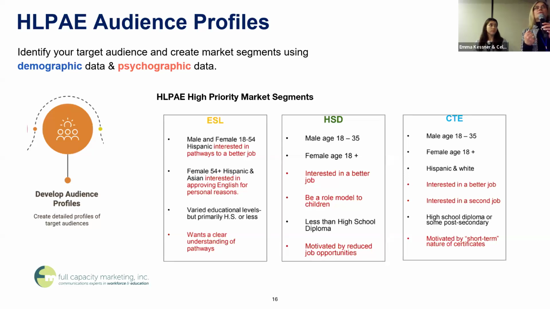So yeah, you've got to do some legwork on this segmentation. You can see there's three: we have one for ESL, high school diploma, and CTE. That was the first thing. Could there have been more market segments on this? Yes. By the way, HLPAE is in a fantastic place, but this is their fourth year working on this stuff. It does not happen overnight. You've got to have small steps getting there. Did I answer your question?